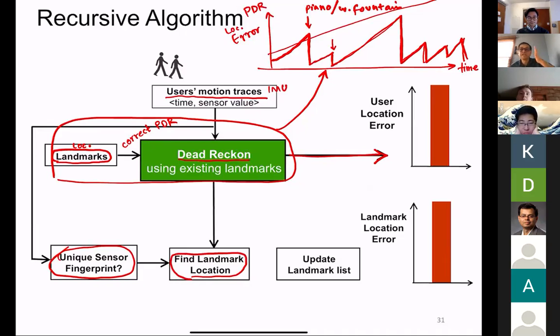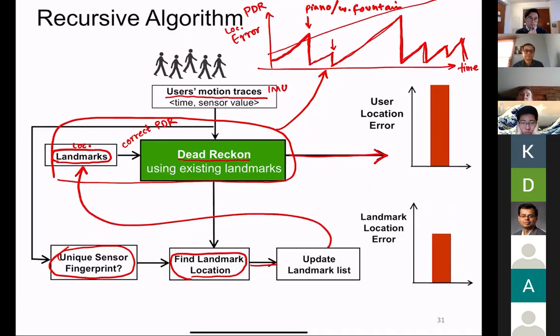Right? If the user is moving, then I roughly know the user's location. And if I see a landmark, I can estimate the landmark's location from that PDR itself. And once I estimate the landmark location, I update my list. I have a bunch of landmarks. They're all bad locations. So I improve that landmark locations list. And now what do I do? I feed this back over here. So landmark location error goes down.